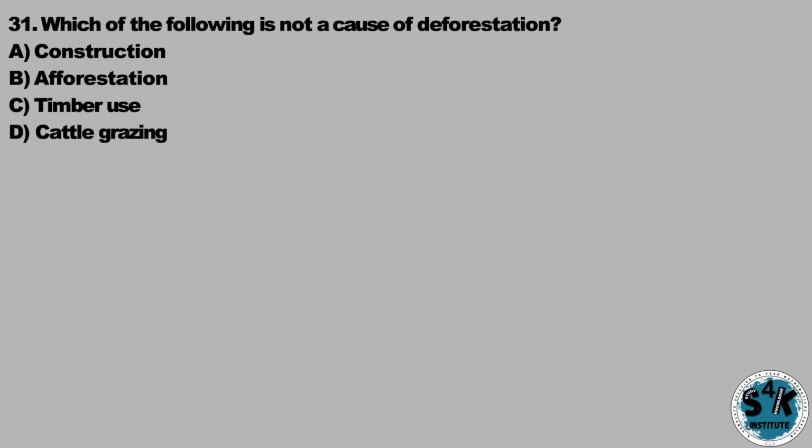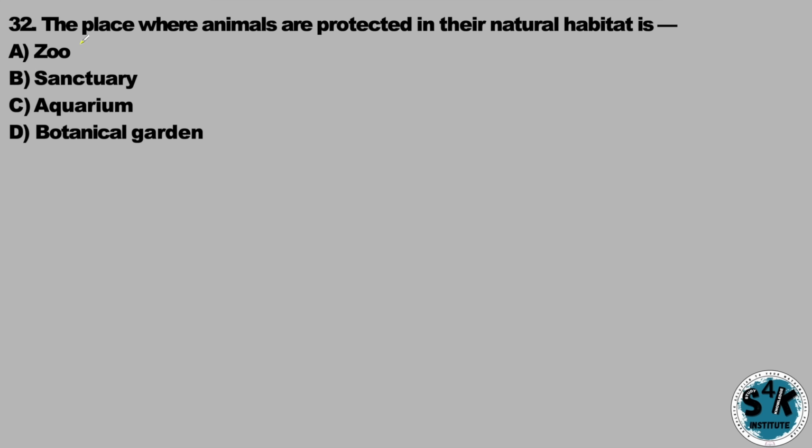Conservation of plants and animals. Let's see. Which of the following is not a cause of deforestation? Obviously it is afforestation. What do you think? Afforestation it is, because you are planting trees, which is obviously not a cause of deforestation. The place where animals are protected in their natural habitat, not anywhere else, is a sanctuary. Zoos, aquariums, and botanical gardens are man-made.